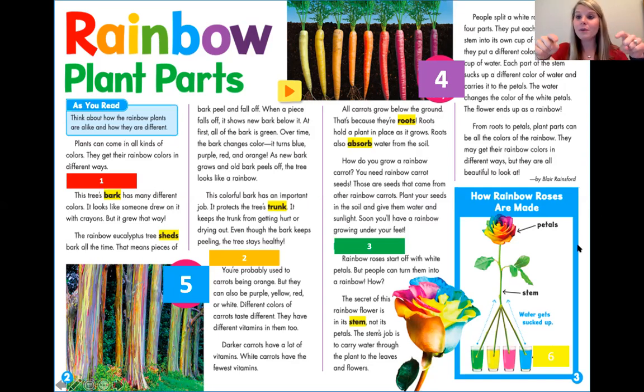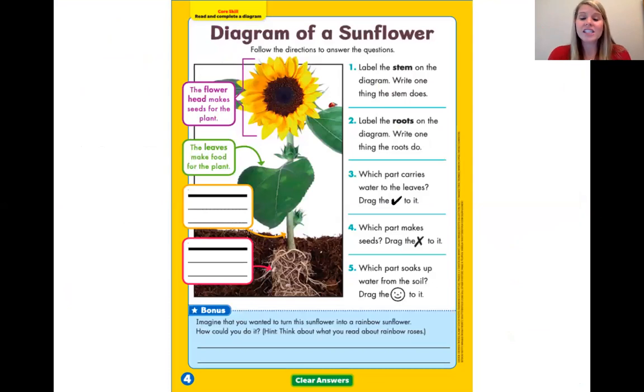Okay, it's going to be really important that you remember what we just talked about for your activity you're about to do. So this is just the back of our magazine. We're not going to write this or do this together. We're just going to talk about it real quick because I wanted you to see another example of a diagram nonfiction text feature. Remember, a diagram was a picture with different parts labeled. So this is a picture of a beautiful sunflower, and it says, follow the directions to answer the questions. Label the stem on the diagram. Write one thing the stem does.